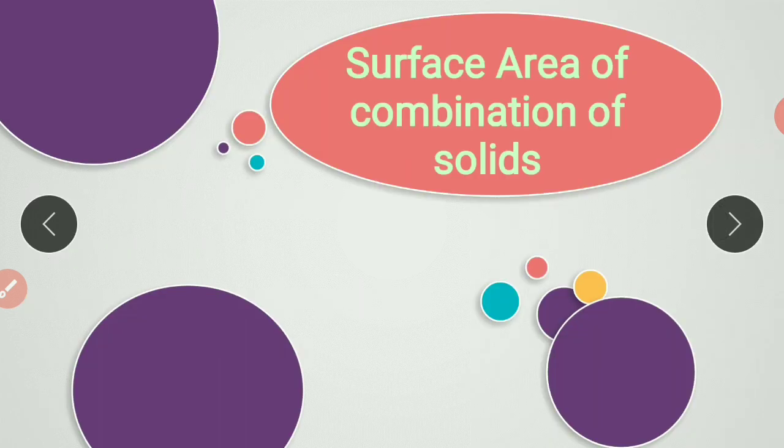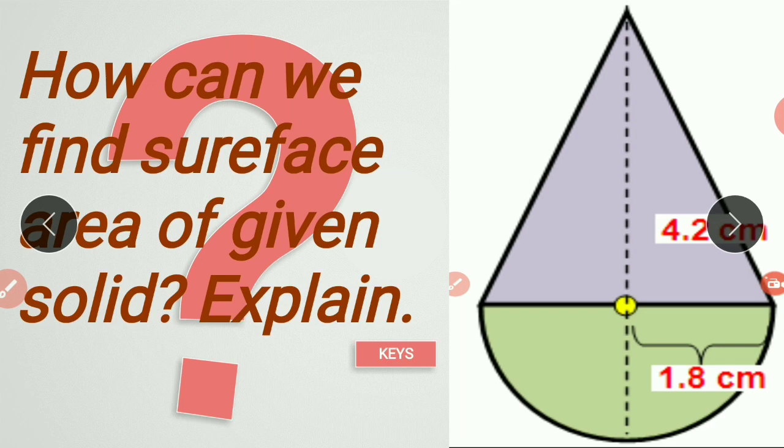Okay, right. Now our second topic is surface area of combination of solids. Now I will try to explain by using some diagrams. One example, see how we can find surface area of a given solid. See here, this solid is a combination of two solids. One is the cone and the other is the hemisphere. Okay, we need to find the surface area.